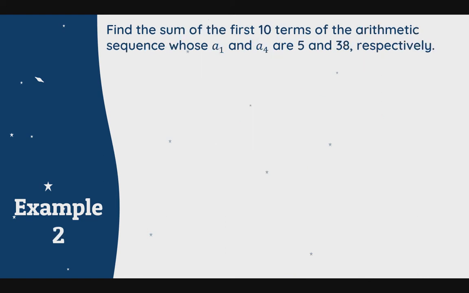Next, for our example number 2, find the sum of the first 10 terms of the arithmetic sequence whose a sub 1 and a sub 4 are 5 and 38 respectively. So dito, ang ating sequence will look like this. A sub 1, or the first term, is 5. Then, the a sub 2 as well as the a sub 3, or the second and third term, are not given. Only a sub 4, which is 38, or the fourth term, is given. So, let us identify first the variables or the data that we need for our equation.